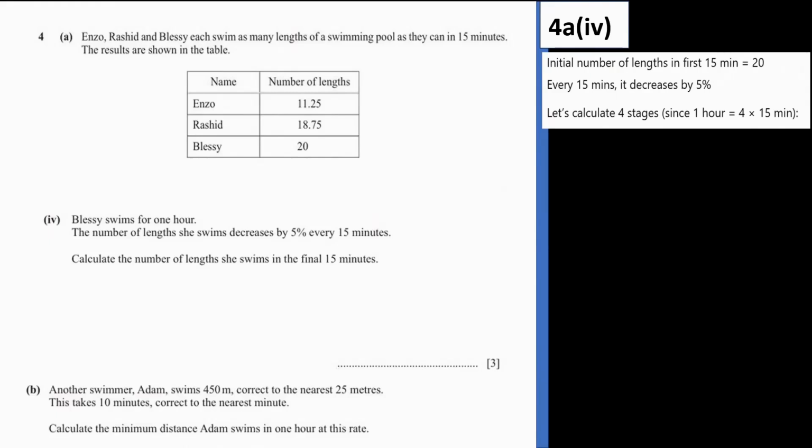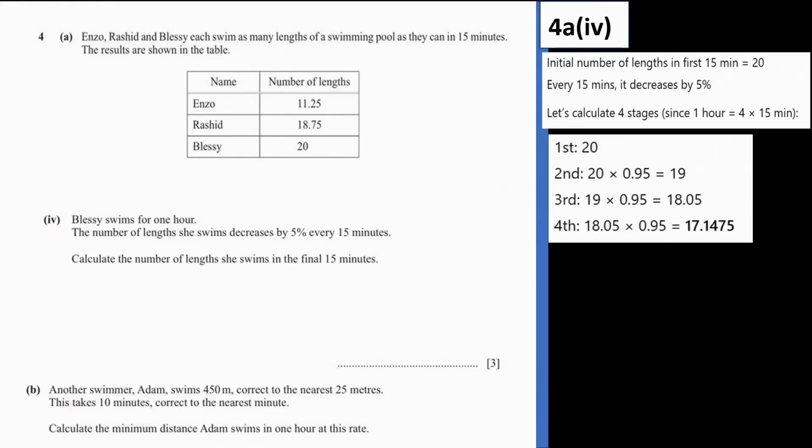So we are going to calculate it in 4 stages. Why? Because in 1 hour, we have four 15-minute periods, since here we are told that Blaise swims for 1 hour. So we are going to calculate 4 stages of this. The first stage is the one given in the table, which is 20. Then for the second stage, we decrease that 20 by 5%. If you're decreasing by 5%, you remove 5 from 100, and your multiplier will be 95%, which is the same as 0.95. So multiply 20 by 0.95, it gives us 19.